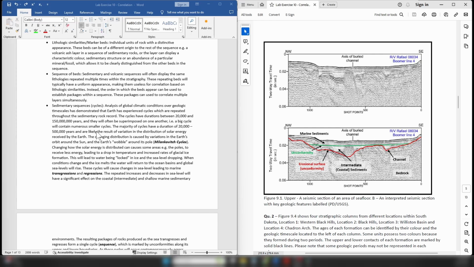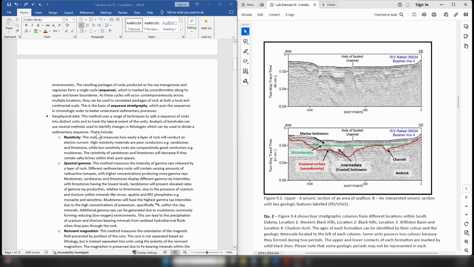The final method of physical correlation that we can use is geophysics. Although you're probably thinking, how does geophysics allow you to physically correlate individual layers of rock? The methods that we're about to discuss actually do allow you to pick out individual layers or individual packages of rock, which can then be linked from one location to another.